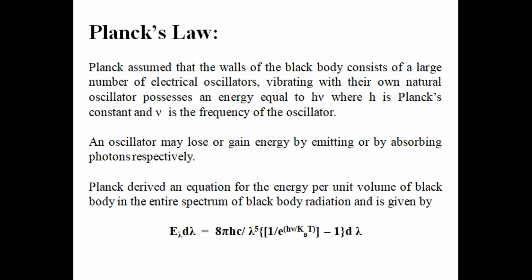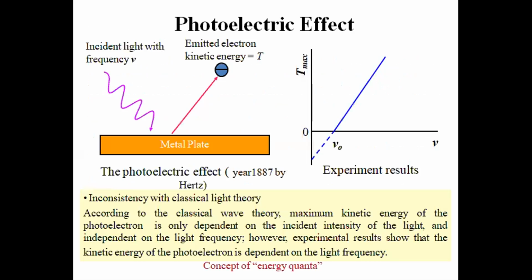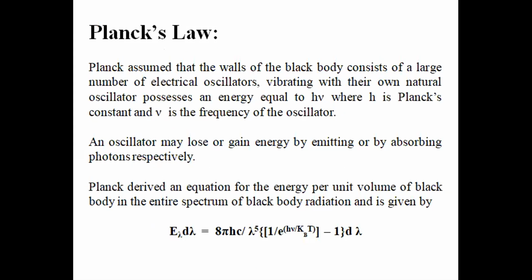Planck derived an equation for the energy per unit volume of a black body in the entire spectrum of black body radiation, given by E lambda d lambda equals 8 pi h c by lambda power 5 into 1 by e power h nu by kB T minus 1 d lambda. This is the final equation for emission of energy in Planck's radiation law, following Planck's postulates.